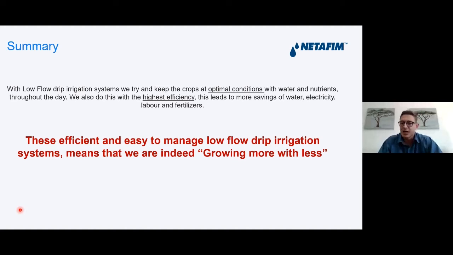And this leads to more savings of water, electricity, labor, and fertilizer at the end of the day. So these efficient and easy to manage low flow drip irrigation systems mean that we are indeed growing more with less.